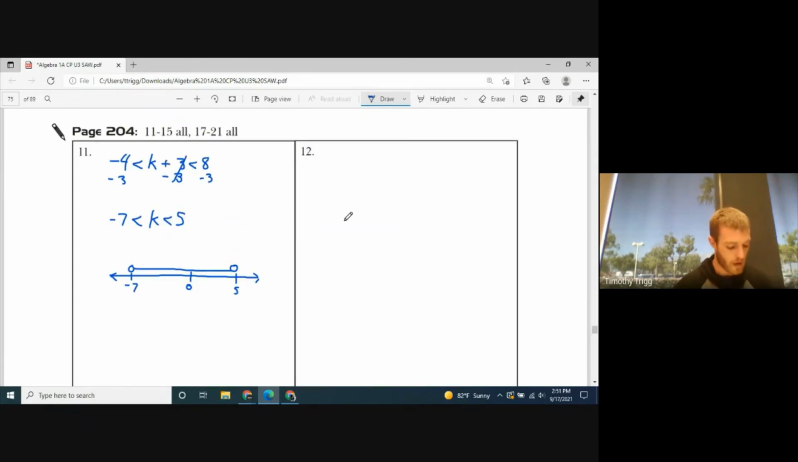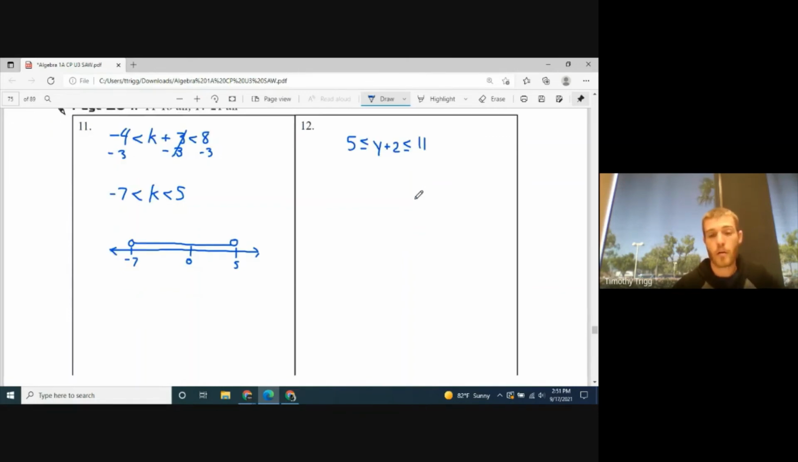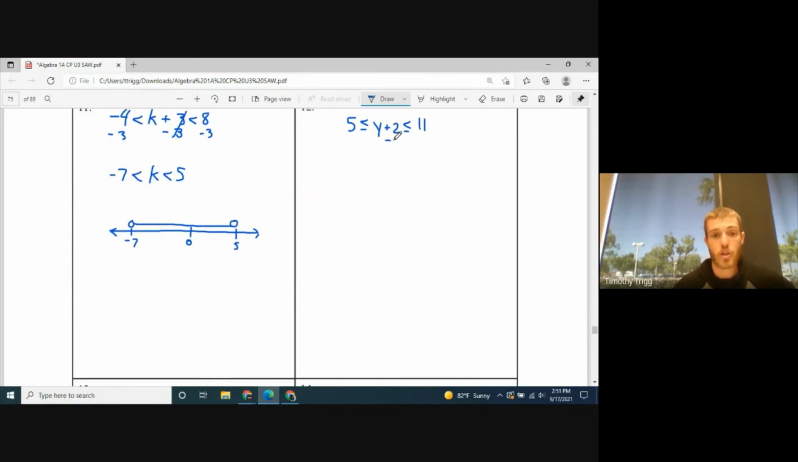Okay, number 12. Here we would have 5 is less than or equal to y plus 2, is less than or equal to 11. Okay, so here we would subtract 2 and then subtract 2 here and subtract 2 here. So that'll give us 3 is less than or equal to y, and y is less than or equal to 9.